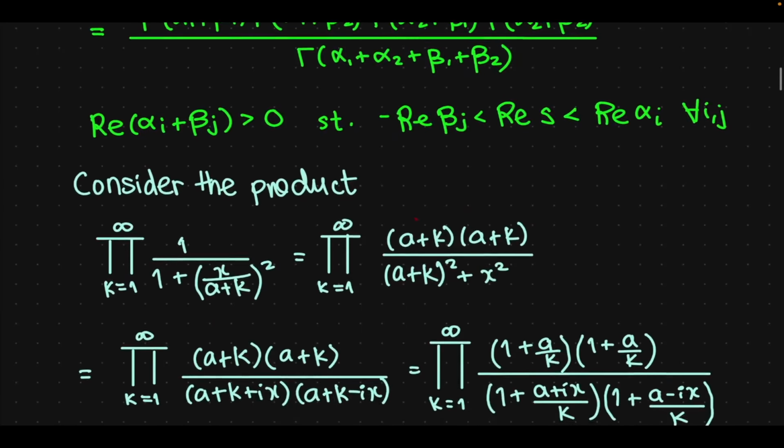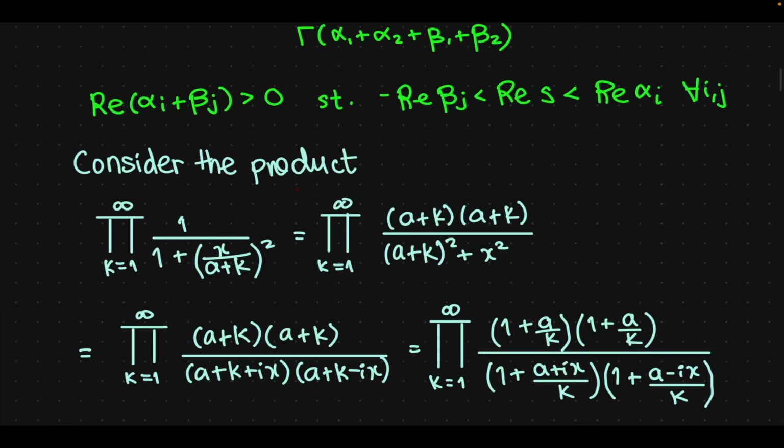Okay, so with that being clear, let's consider the product that was inside the integral. Say we have the product from k equals 1 to infinity of 1 over 1 plus x over a plus k, the whole square. That can be expressed by taking a common denominator: the product from 1 to infinity in k of a plus k the whole square in the numerator, which I can write as a plus k times a plus k, divided by a plus k whole squared plus x squared.